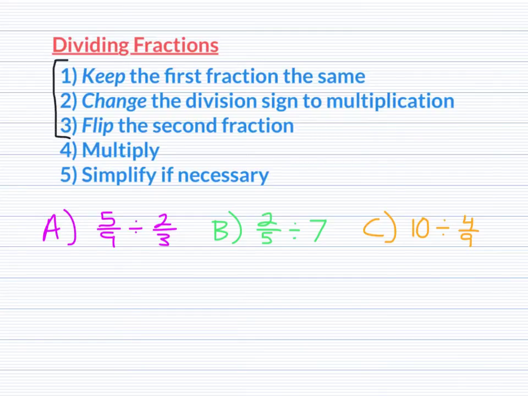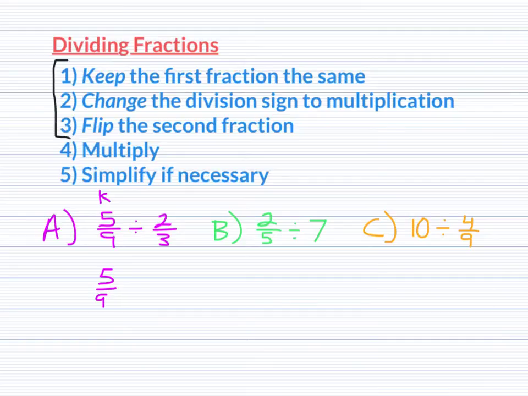So when we're dividing fractions, let's look at our first example, example A here, 5/9 divided by 2/3. What we need to do is keep the first fraction the same. So I'll write a K above that. We're going to keep the first fraction the same, so that's going to be 5/9.